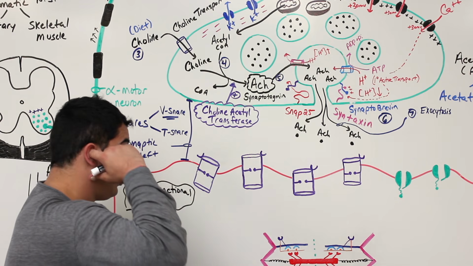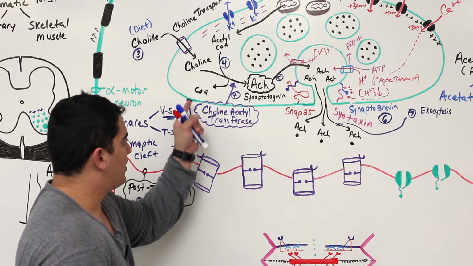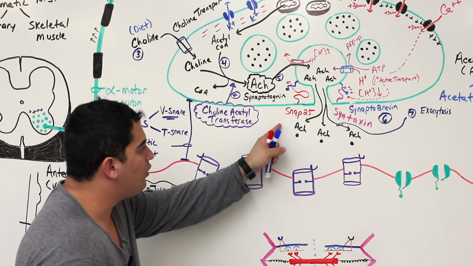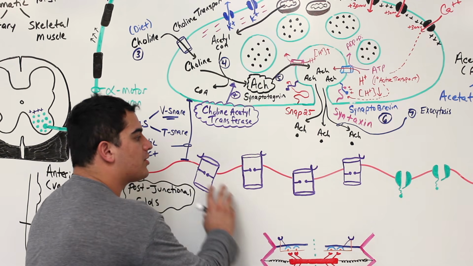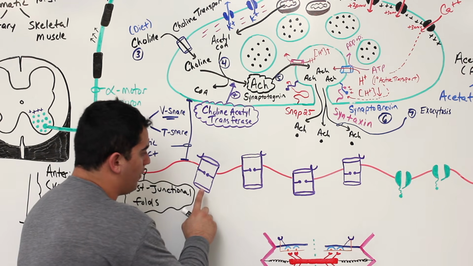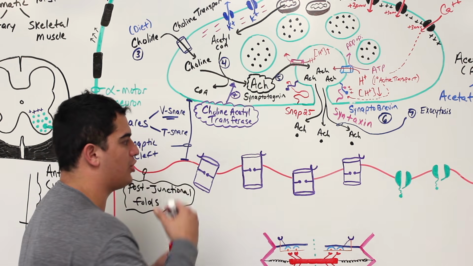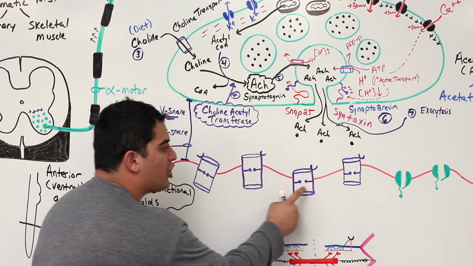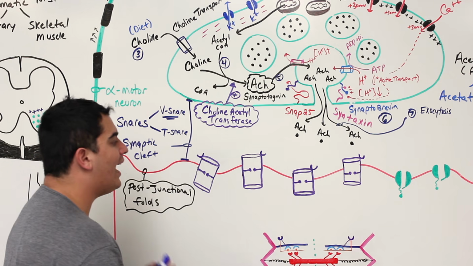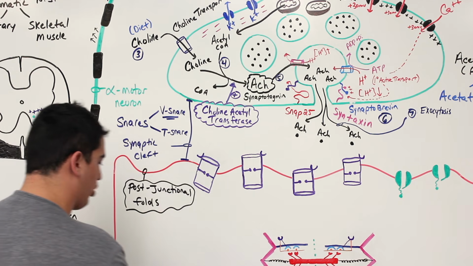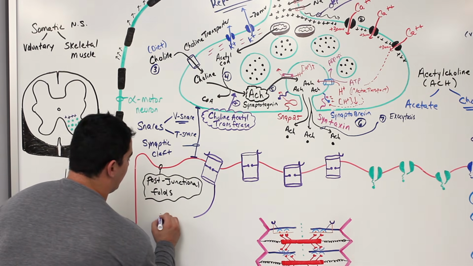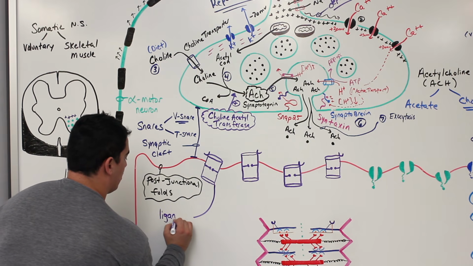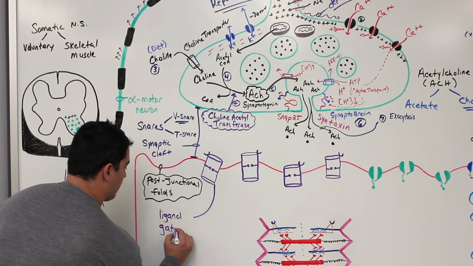Okay, so we have these post-junctional folds, we have the synaptic cleft, and we have acetylcholine diffusing across the synaptic cleft to the muscle cell membrane. On the muscle cell membrane, where the post-junctional folds are, you have these purple channels in large, abundant amounts. These purple channels are what's called ligand-gated ion channels. So what type of channel is this, specifically? A ligand-gated ion channel.